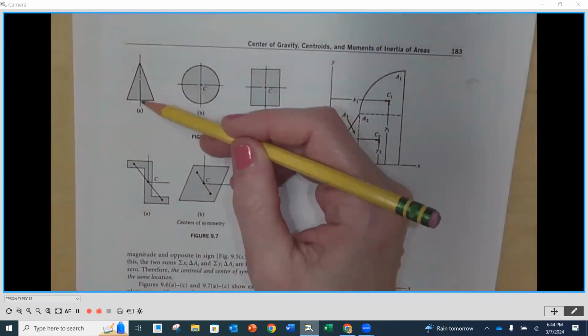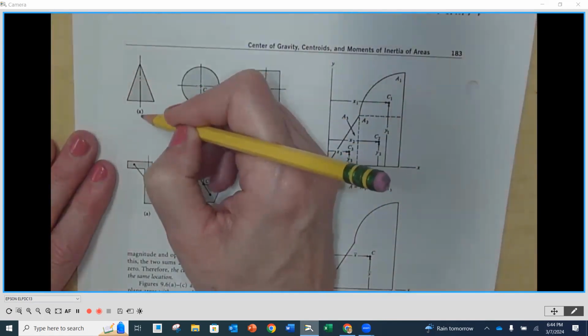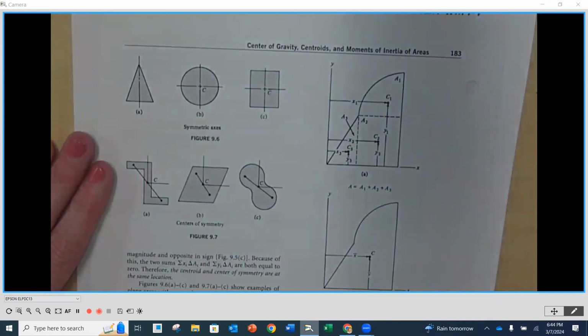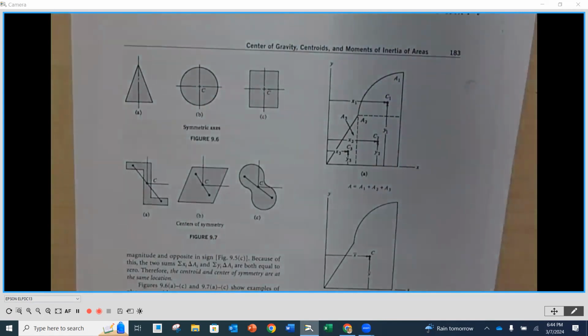Now, when we have, for instance, a triangle, as we see here, there is one axis of symmetry, and that's going to be down the middle through the point, and we can see that it's a mirror image on either side of that axis of symmetry. But when we have a circle, for instance, we have 2 axes of symmetry.